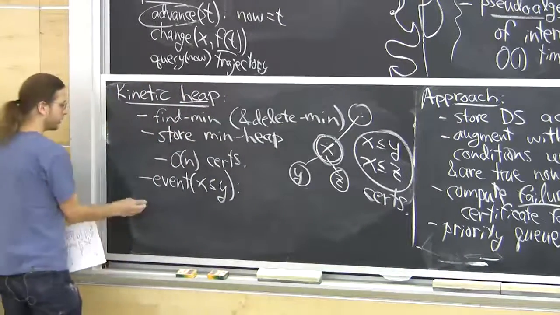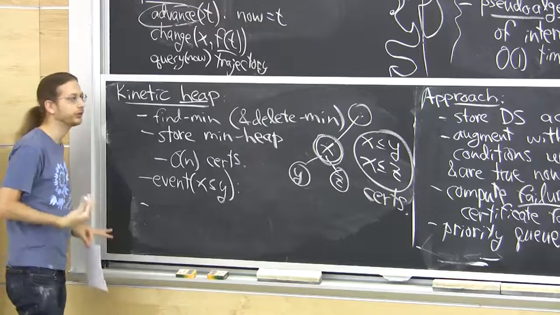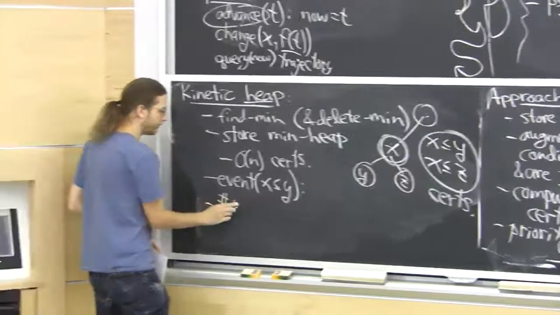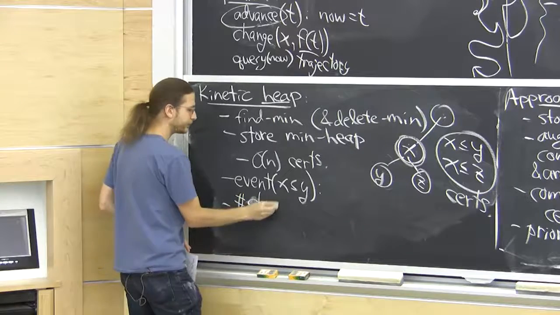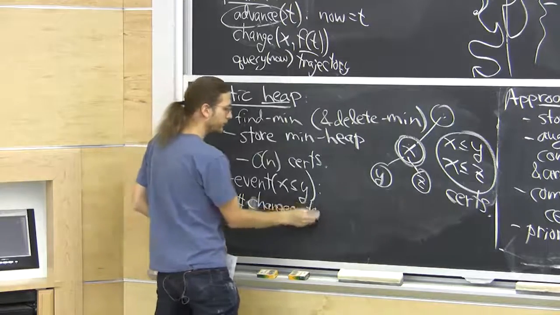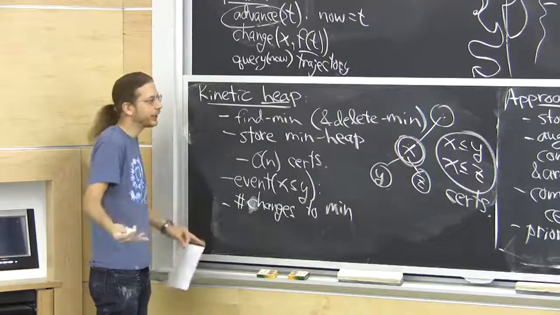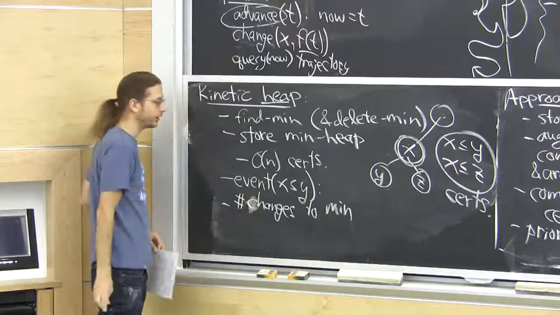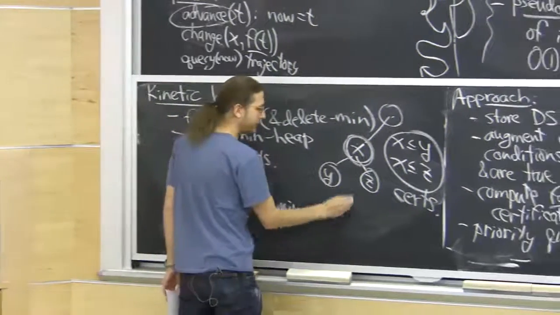Okay, here, it's for kinetic heap where I want to maintain the minimum at all times. There's actually a very clear lower bound. The number of events, or let's say the number of changes to the min, I think this is what some people call external events. You can't control when the min changes. The user controls that by how they set up the trajectories. Changes to the min is at least n in the worst case.